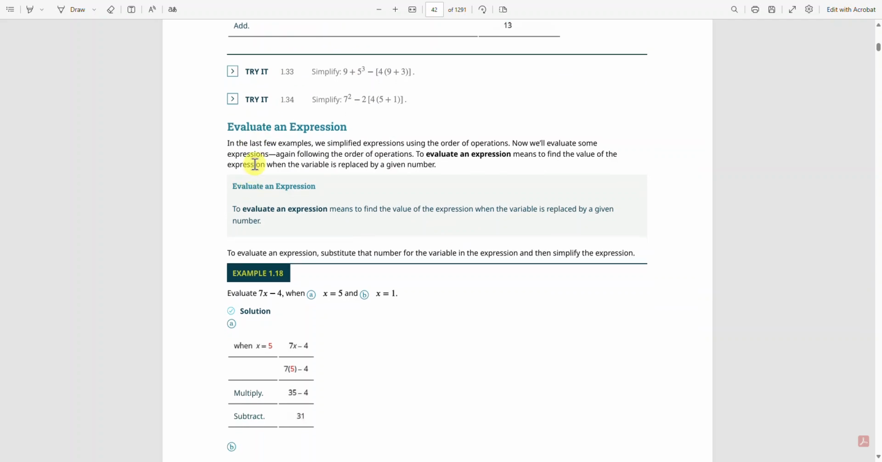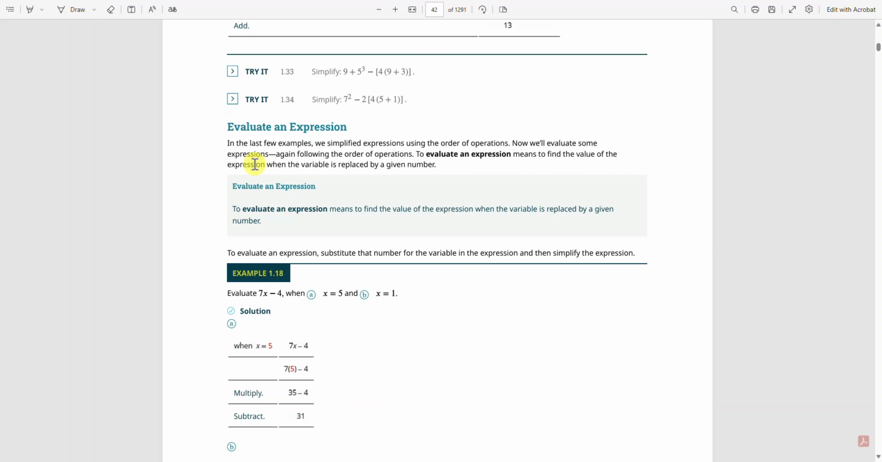So we looked at simplifying expressions using the order of operations. You should know what it means to simplify an expression. It means to do all the math that we can. And you should know what the order of operations is. You should know that there's a certain order that we should follow when we do all the math to simplify an expression. So that's the previous part of this section.